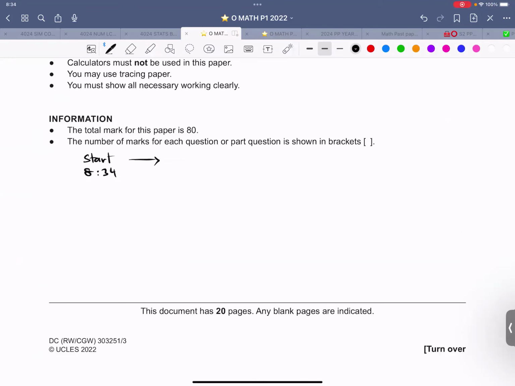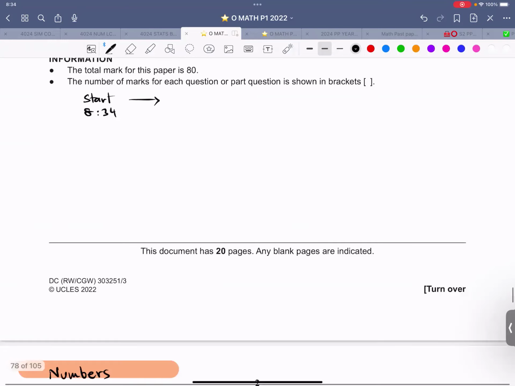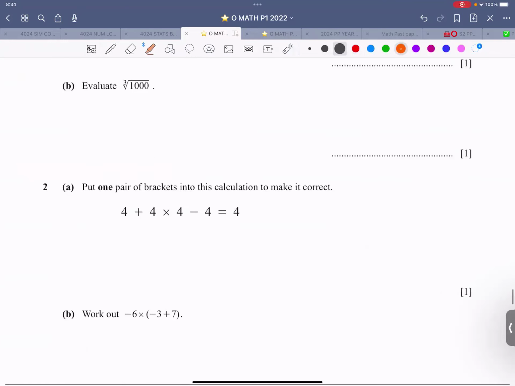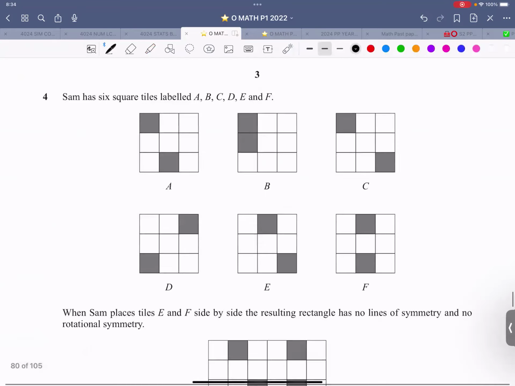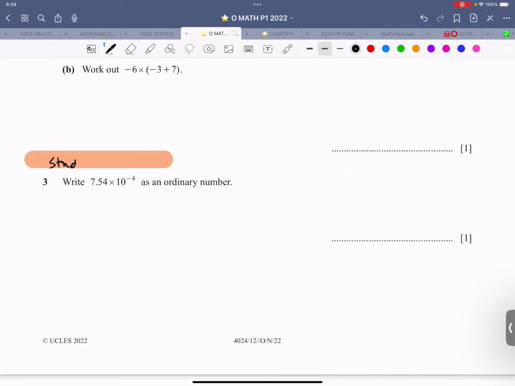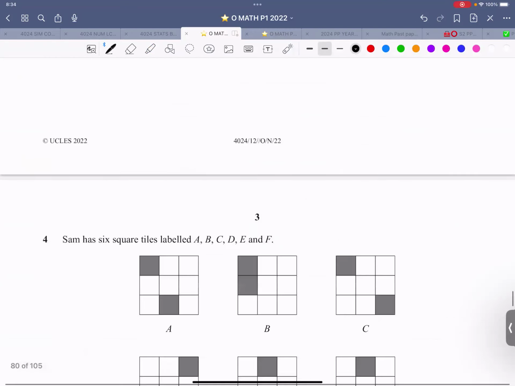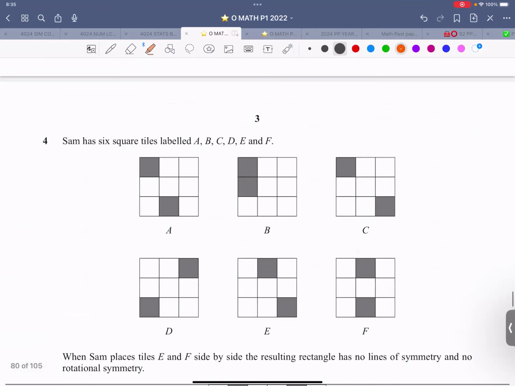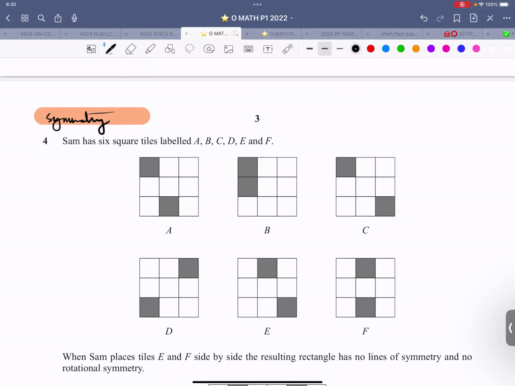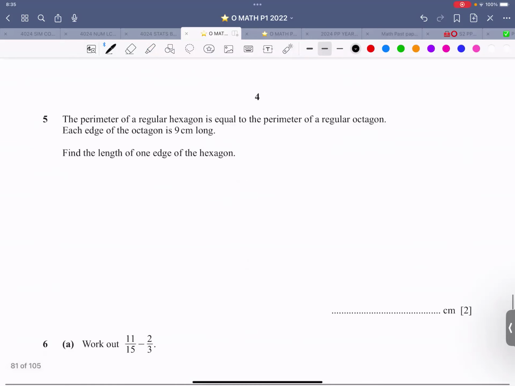And this time, let's do a different approach. Let's first label all the questions. The second one is again about order of operations. The third one is standard form to the normal number. This looks like symmetry. Wow, it looks like a nice question. So this is about symmetry. Maybe it is about line symmetry or rotational or both.